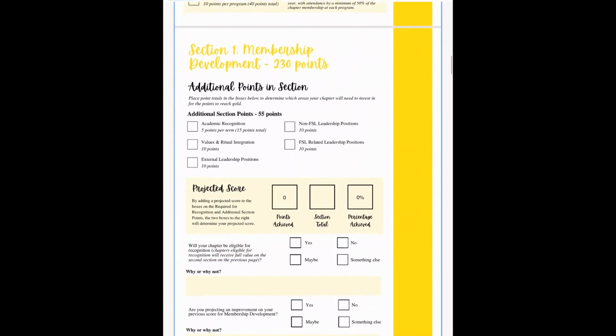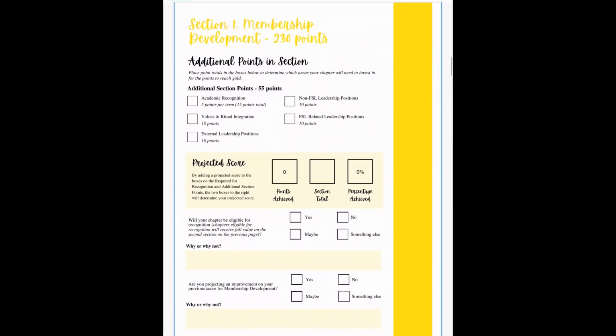On page 4, you'll see the section titled Additional Points in Section, which will capture the remaining standards in that section. Where the required for recognition points aid chapters in achieving the minimum standard, the additional points in section aid a chapter in showcasing the extra things that they are providing in their membership experience. Unlike page 1, this section only includes the titles and point values of each standard, but does include the boxes for your chapter to place point projections.